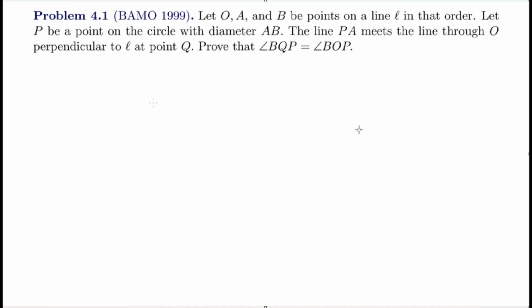All right, let's take a look at an example problem that encapsulates everything that we've discussed today. So here's the problem. Let O, A, and B be points on a line L in that order. Let P be a point on the circle with diameter AB. The line PA meets the line through O perpendicular to L at point Q. And the goal is to prove that angle BQP is equal to the angle BOP.